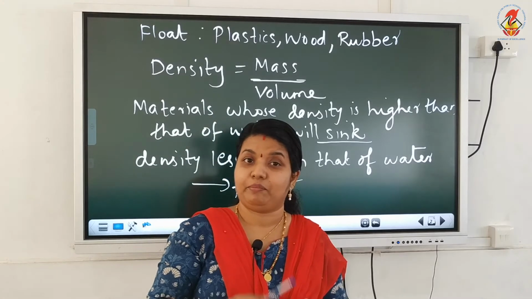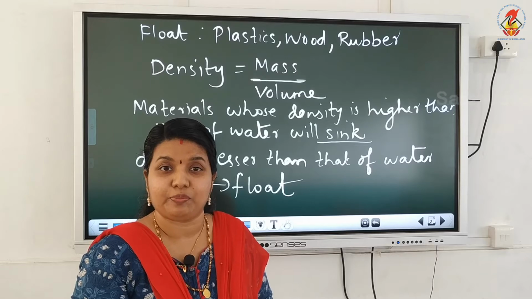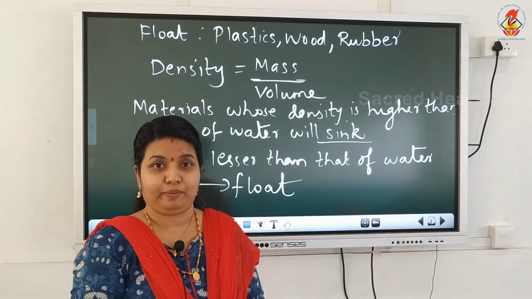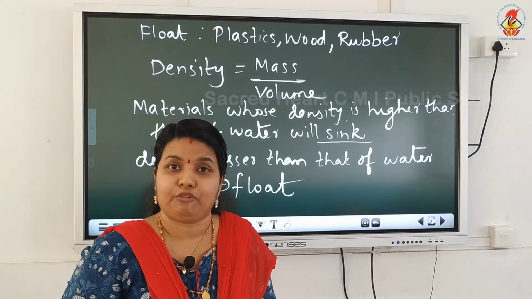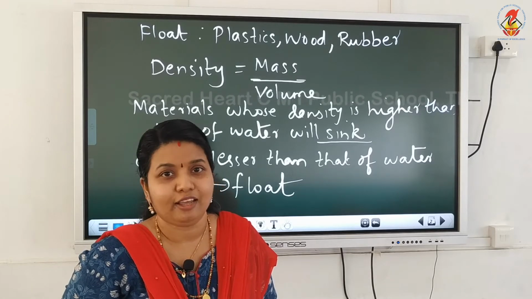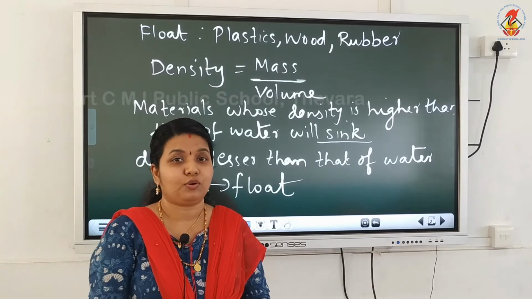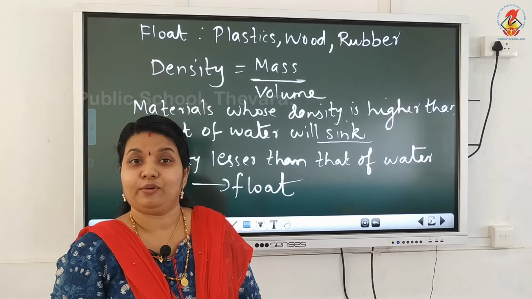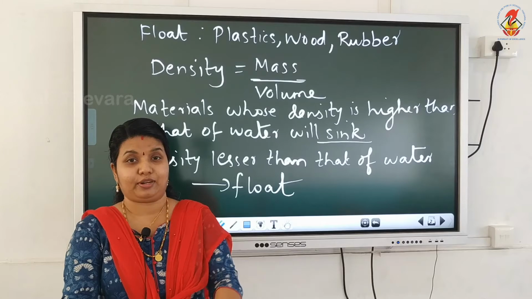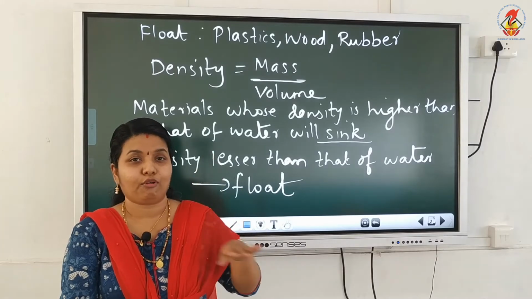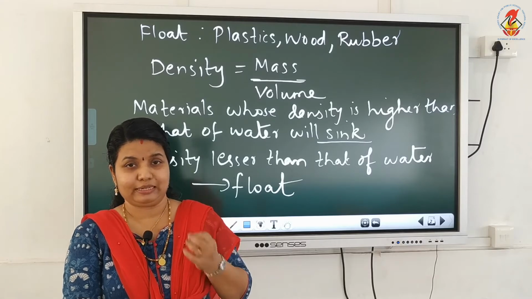So what is density and how is density related to the floating and sinking property of materials? Density is nothing but mass per unit volume of a substance. We can write it as density is equal to mass divided by volume. All materials that have density higher than that of water, heavier objects, will sink in water. Examples are glass, stone, metals, etc. All materials whose density is lower than that of water, that is lighter objects, float on the top of water. Examples are plastics, wood, rubber, etc.